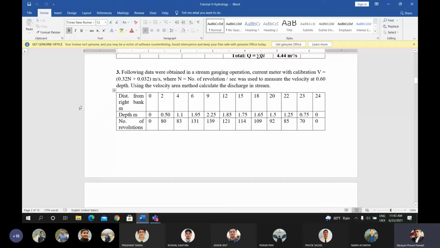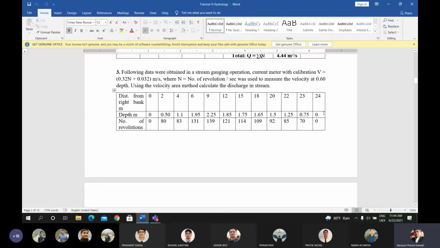This is the distance from the right bank, and the distances are given as 0, 2, 4, 6, 9, 12, 15, 18, 20 up to 24 meters. Now the depth for 0 meter is 0, for 2 meter is 0.5, for 4 meter is 1.1, for 6 is 1.95. In this way, up to the left bank, where the depth of water is 0 meter.